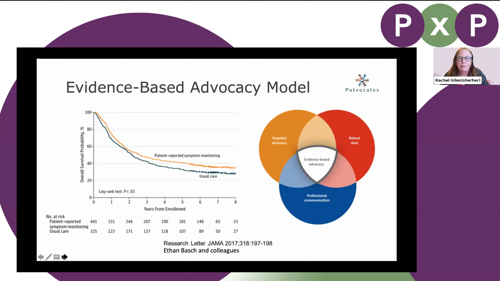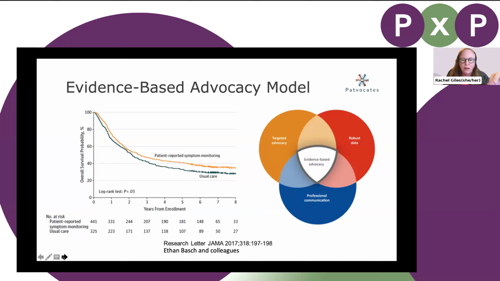So next slide. Now, honing in on the evidence-based advocacy model, essentially this is just some targeted advocacy, if you look at that Venn diagram on the right, mixed with some data that have been produced perhaps by patient organizations or co-generated with patients and partners. And then you work with effective communication to understand how you can actually advance that to, for example, a policy level, if that's what you're interested in.